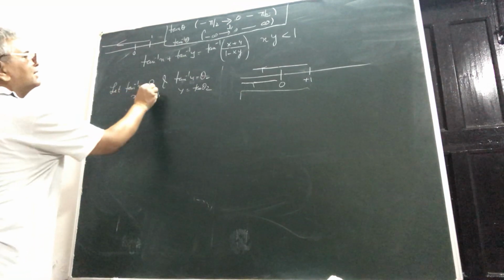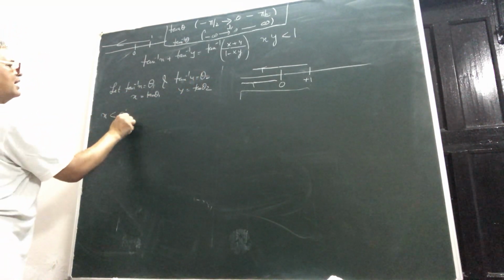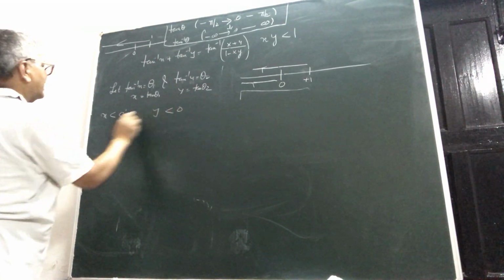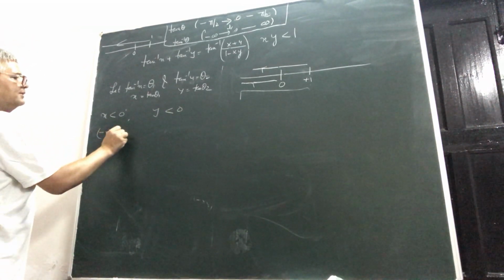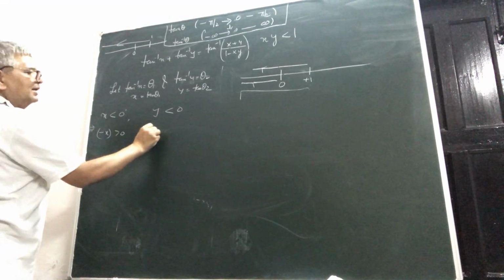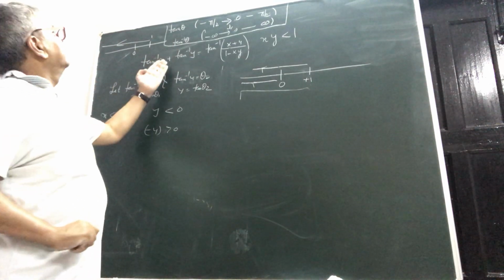How? Let tan inverse x be theta 1, tan inverse y be theta 2, and x is less than 0, y is less than 0. So x is less than 0, y is less than 0 means what? Minus x is greater than 0. This implies what? Minus y is greater than 0. Okay, so what do you do here?